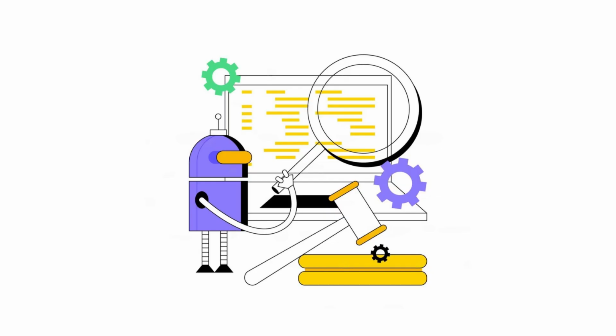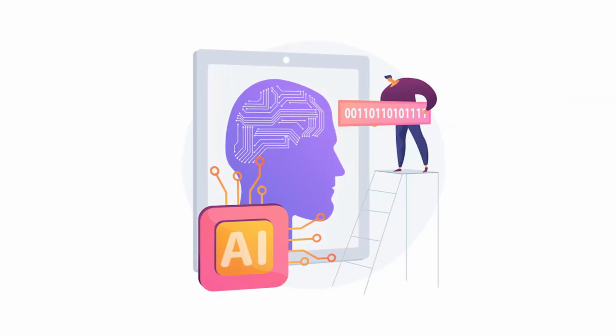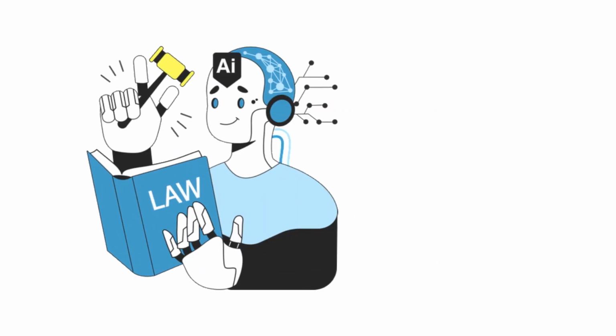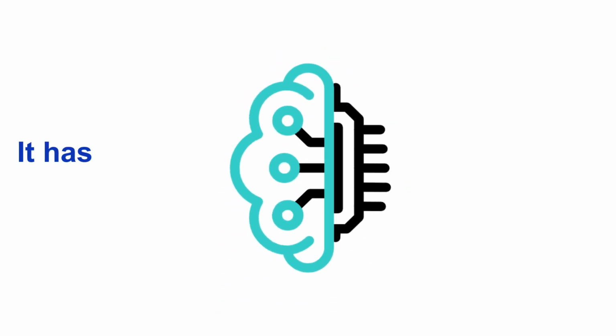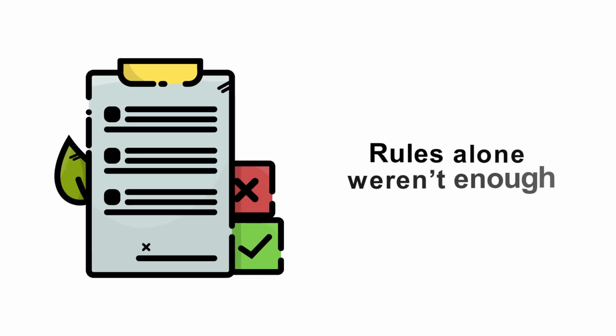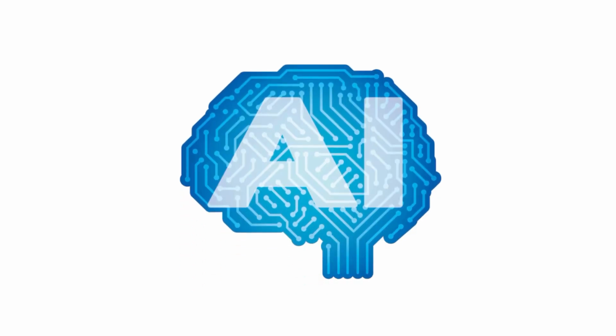The strength of rule-based AI was consistency. It never forgot a rule. But the weakness was obvious. It couldn't learn. If the rules didn't cover a situation, the system failed. Rigid and narrow, this stage proved intelligence can't just be written in. It has to be learned. But rules alone weren't enough, and AI needed structure to reason more flexibly.